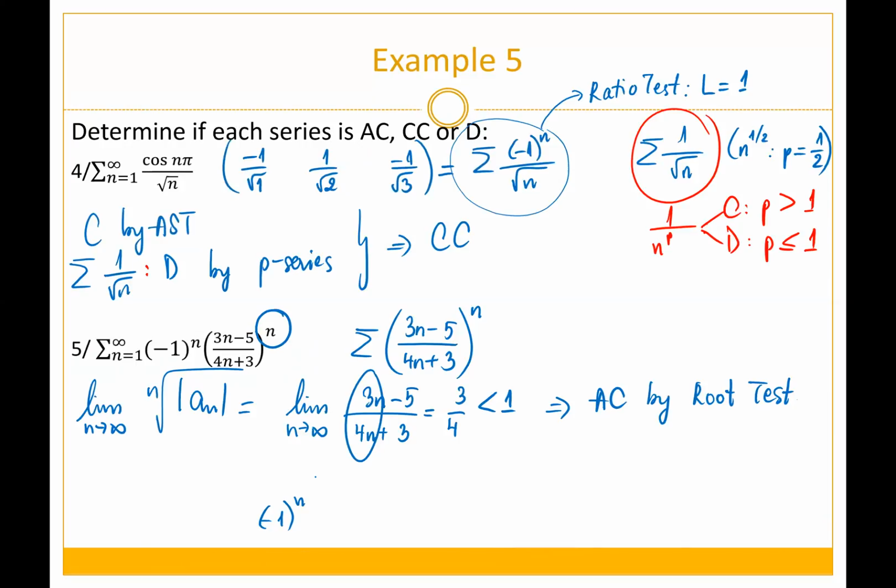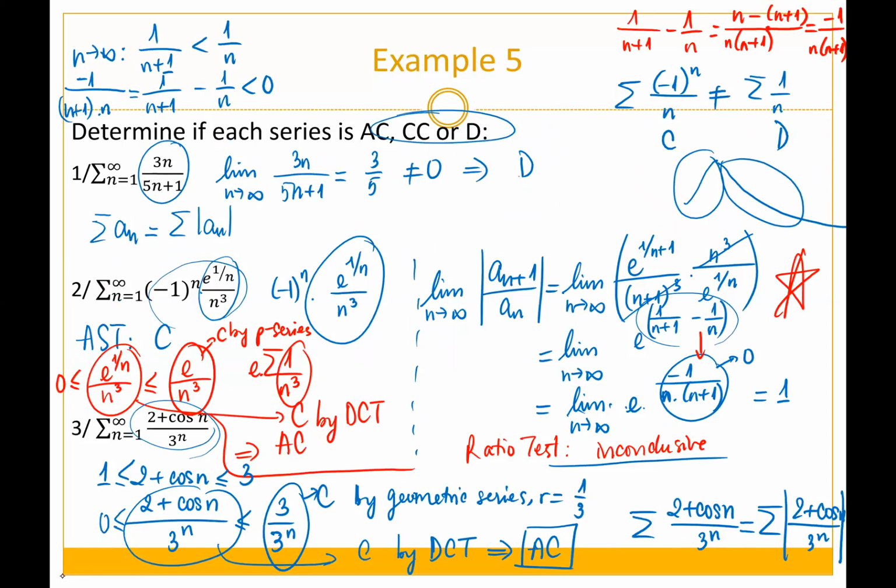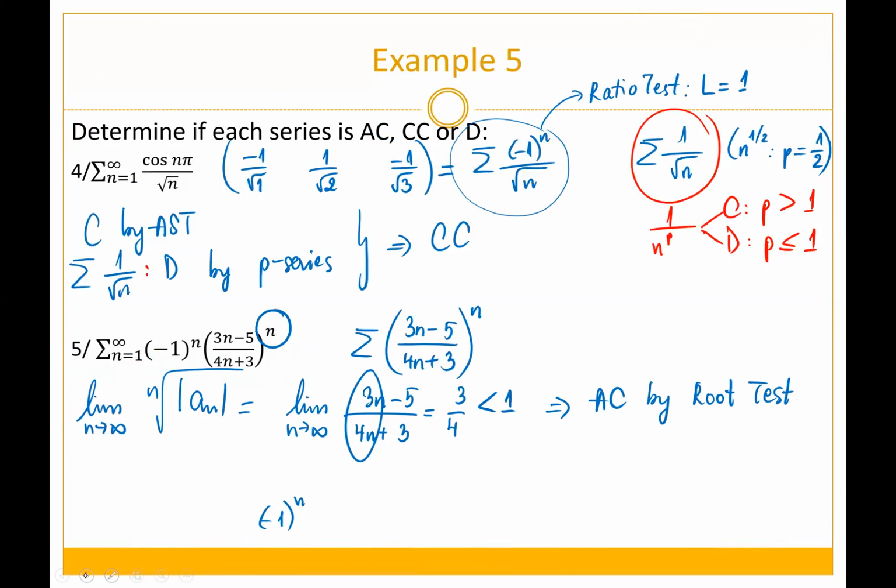You can see in the previous question, I used the direct comparison test as well. So here, I use the direct comparison test. Let's think about it. If you have negative 1 to the n of something, it's an alternating series. That's for sure. Let's consider the absolute value of the series first.